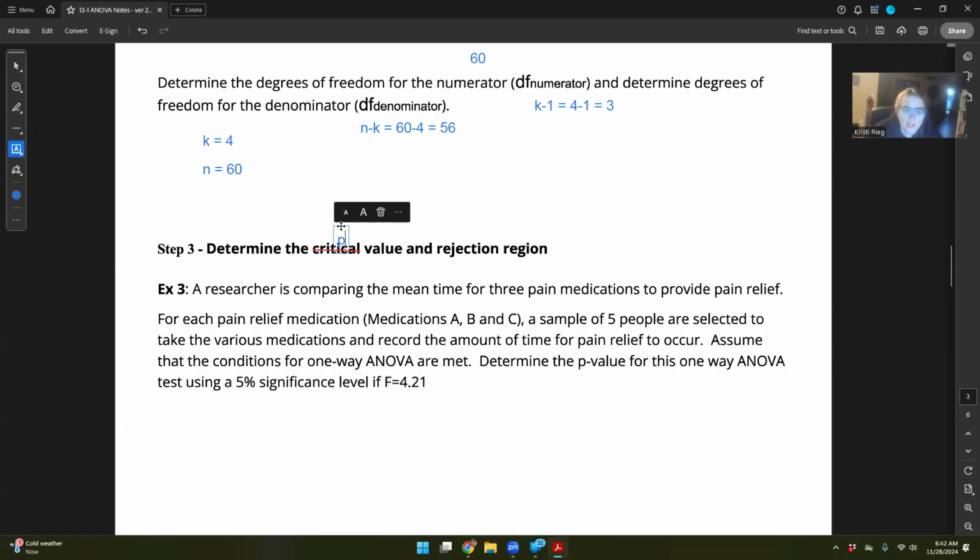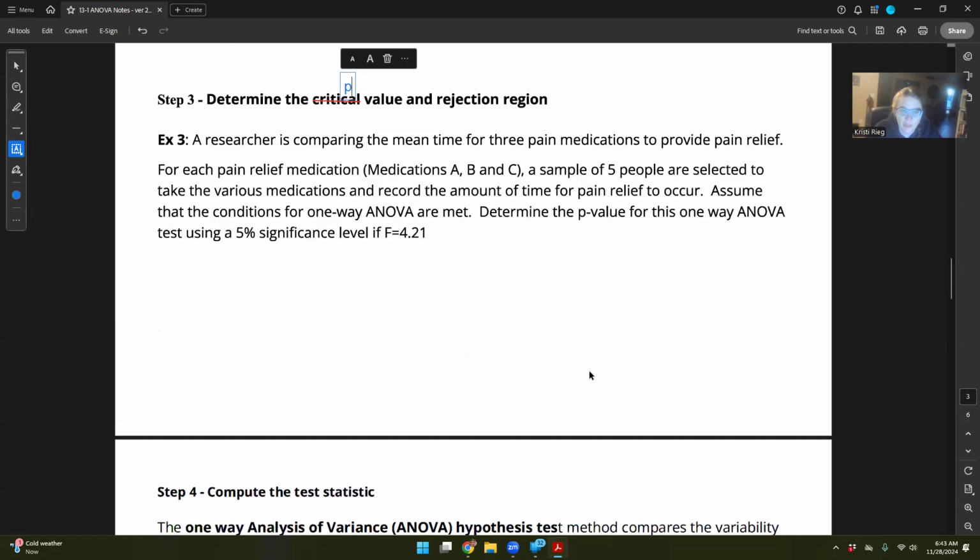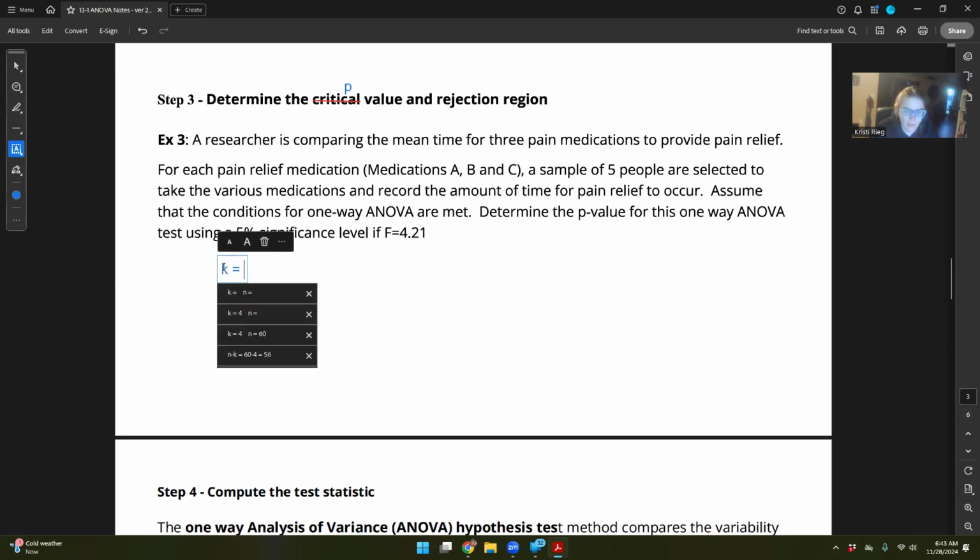Okay, so here we have a problem. We're going to set it up. We're going to find the degrees of freedom to determine the p-value. So to find the p-value, we need to know the degrees of freedom of the numerator, the degrees of freedom of the denominator, and f, that'll all go in the calculator. This one just says determine the p-value, but I'll probably just take it one step further and finish the problem since we have the alpha right here. Okay, so first up, we need n and k for this problem.